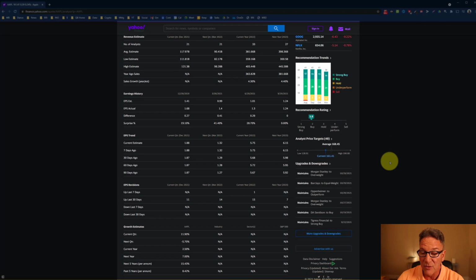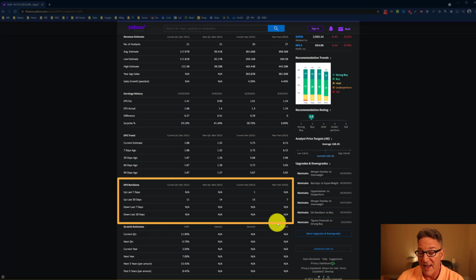If you scroll down a little bit more, what I like to look at is EPS revisions, and what earnings per share revisions have happened in the last 30 days. And as you can see, EPS revisions have been up in the last 30 days. For the current quarter, December 2021, up revisions are 11. For the next quarter, 14. For the current year, which is the 2022 fiscal year, 15. And for next year, the fiscal 2023 year, 7. So that all indicates that not only is Apple a good recommendation now based on 1.9 from Wall Street analysts, but it also means that the analysts are looking at this stock and down the road, they're thinking things are even going to be better, which is nice.